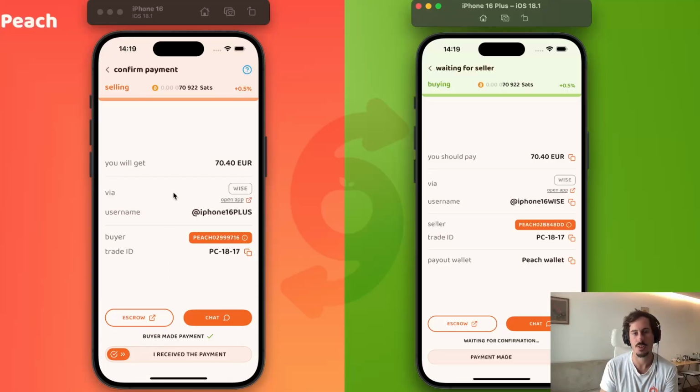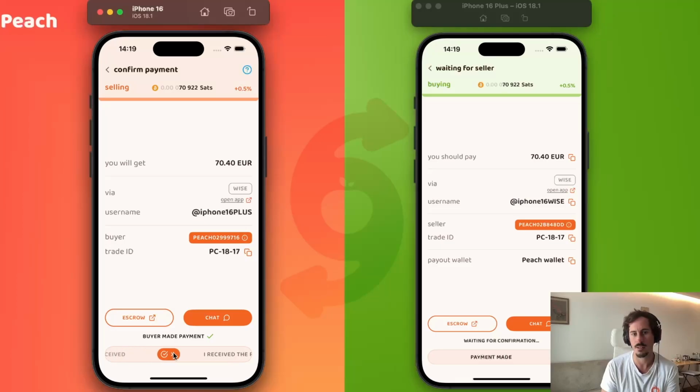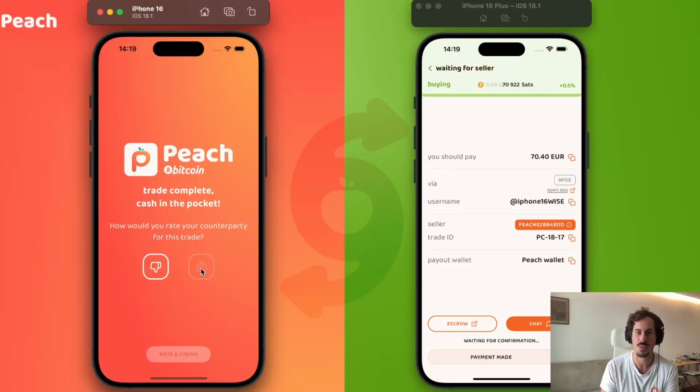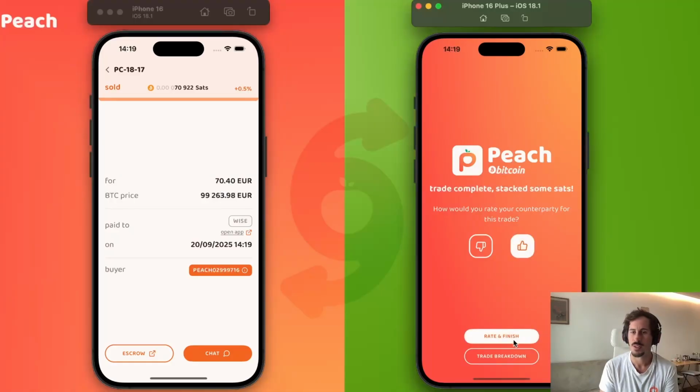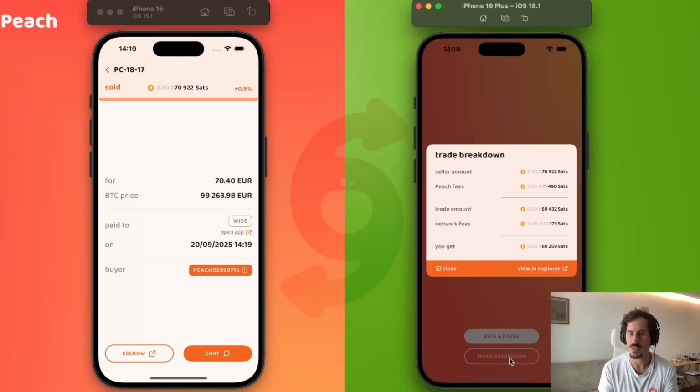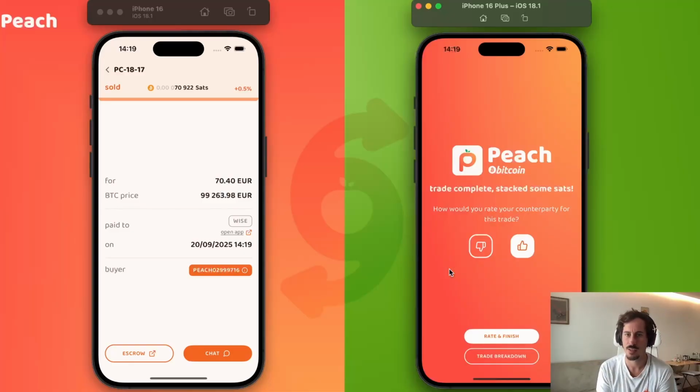The seller needs to open his Wise app, check that he has received it, that the information matches up, the amount and the user that sent it, and then declare that the payment was received. And this releases the Bitcoin to the buyer. Yep. So now we can see here on the trade breakdown that the buyer got 69,000 sats, 259. It's because of fees.